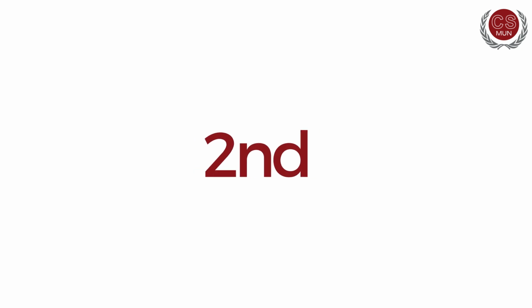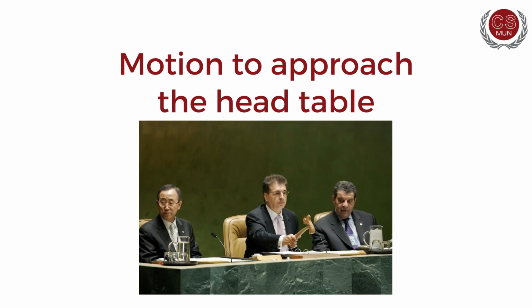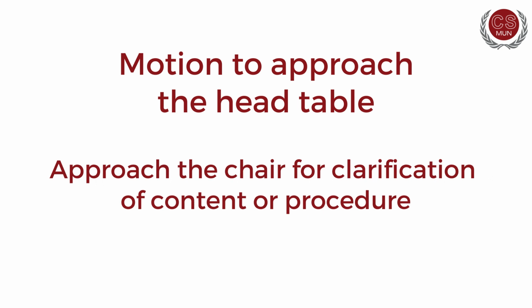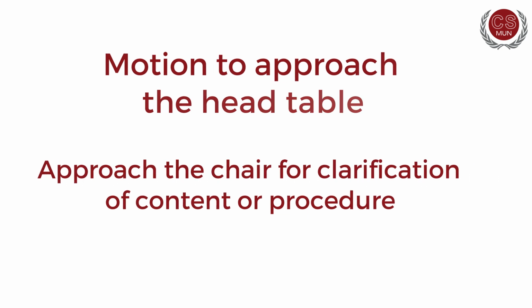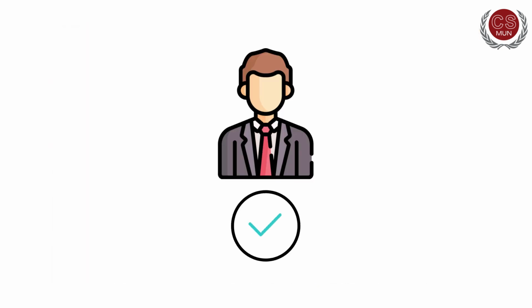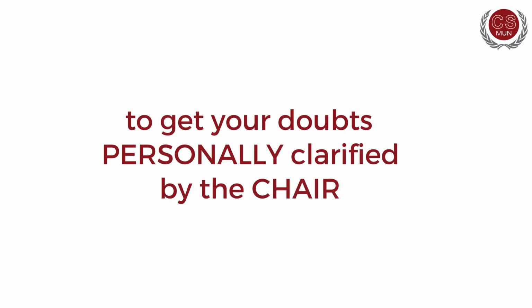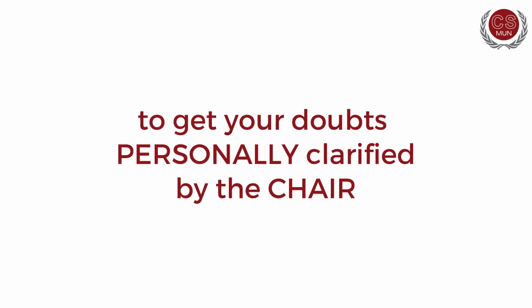Second on the list is the motion to approach the head table. Remember, the head table is the one where the chairs are seated. If the delegate would like to approach the chairs for clarification of content or procedure, they may raise their placard when the floor has been yielded to the chair. If the chair finds this appropriate, the delegate may approach the table and speak with the chair. This motion does not have to be seconded by the House. Motion to approach the head table is basically a way to get your doubts personally clarified by the chair.